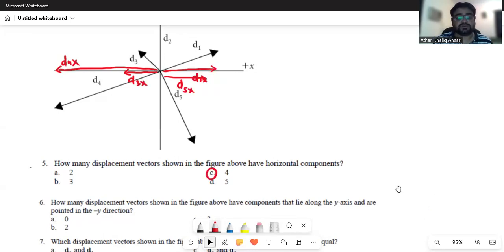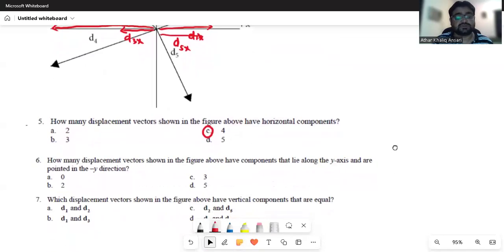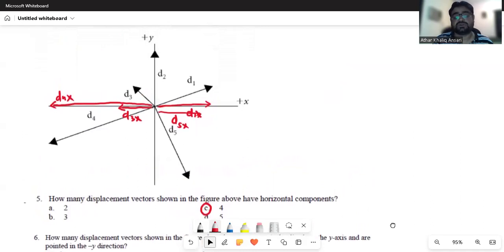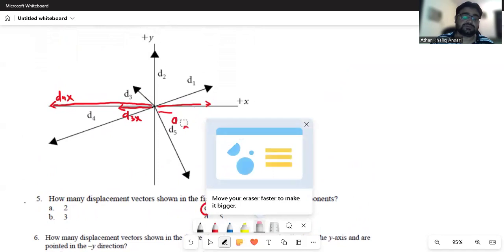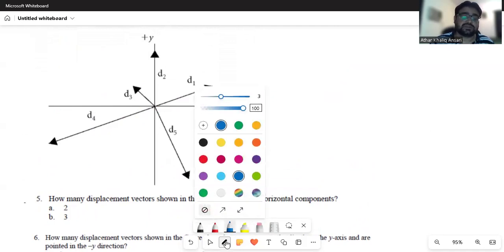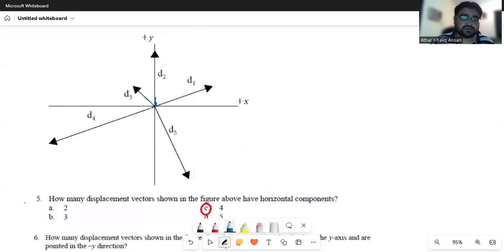The next part of the question asks how many displacement vectors shown in the figure have components that lie on the y-axis and point in the negative y direction. So here we are going to find the y components. Let me close this one and discuss the y components. The y components in this figure are for each of these. For example, this is D1, and D1 has a y component. You can draw it here or here, as I told you. So this is D1y and this is D2y.